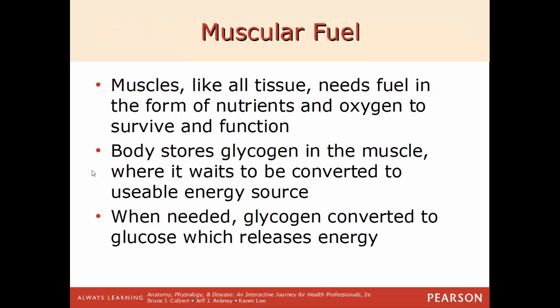All right, next we'll talk about muscular fuel. Muscles, like every other kind of tissue, need fuel in order to work. So you need to get nutrients, you need to get oxygen to survive and also to function. Now, the body will store glycogen in the muscle. And glycogen is a stored form, an altered form of glucose or sugar. And it stays there until it's converted to a more usable energy source. So when needed, this glycogen gets converted back into glucose, which is your fuel for your cell.